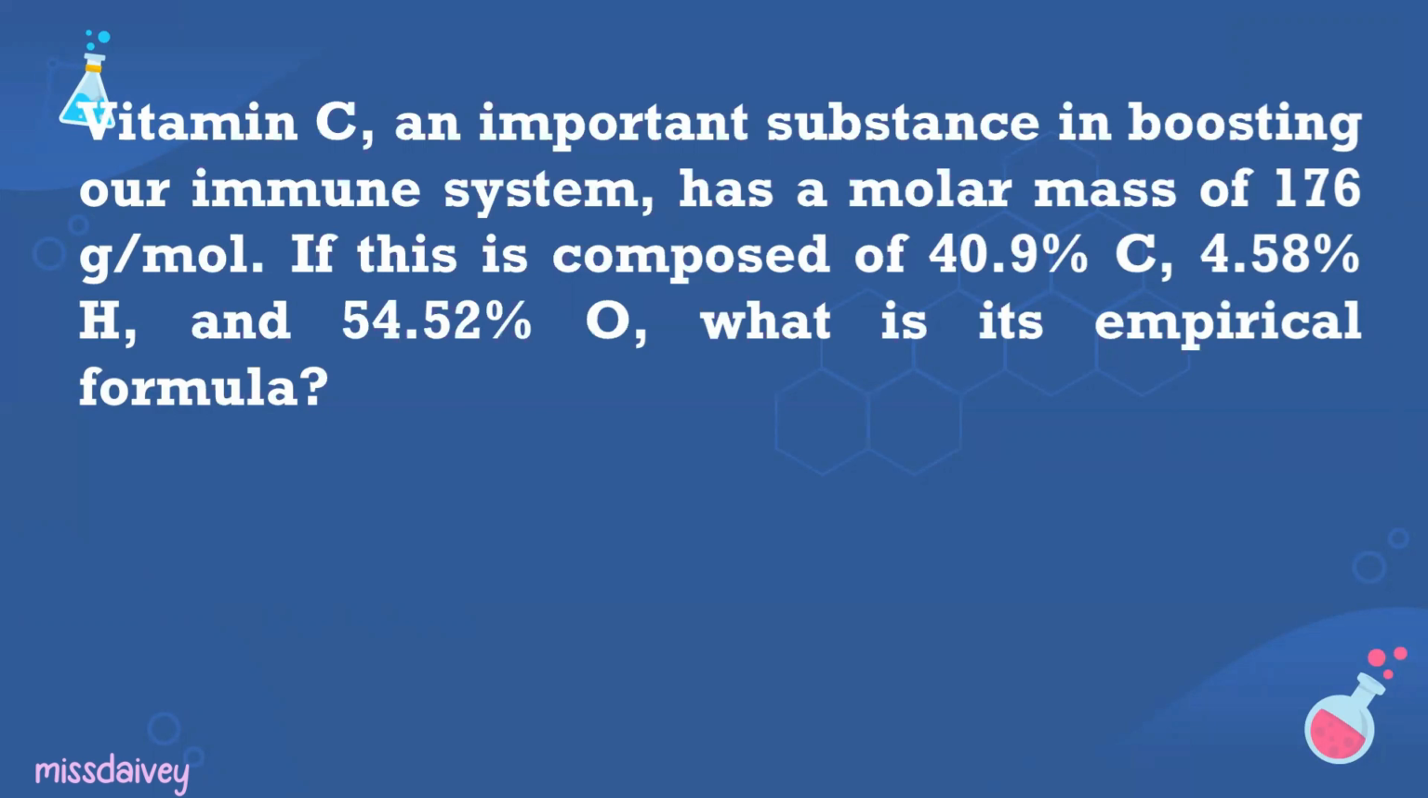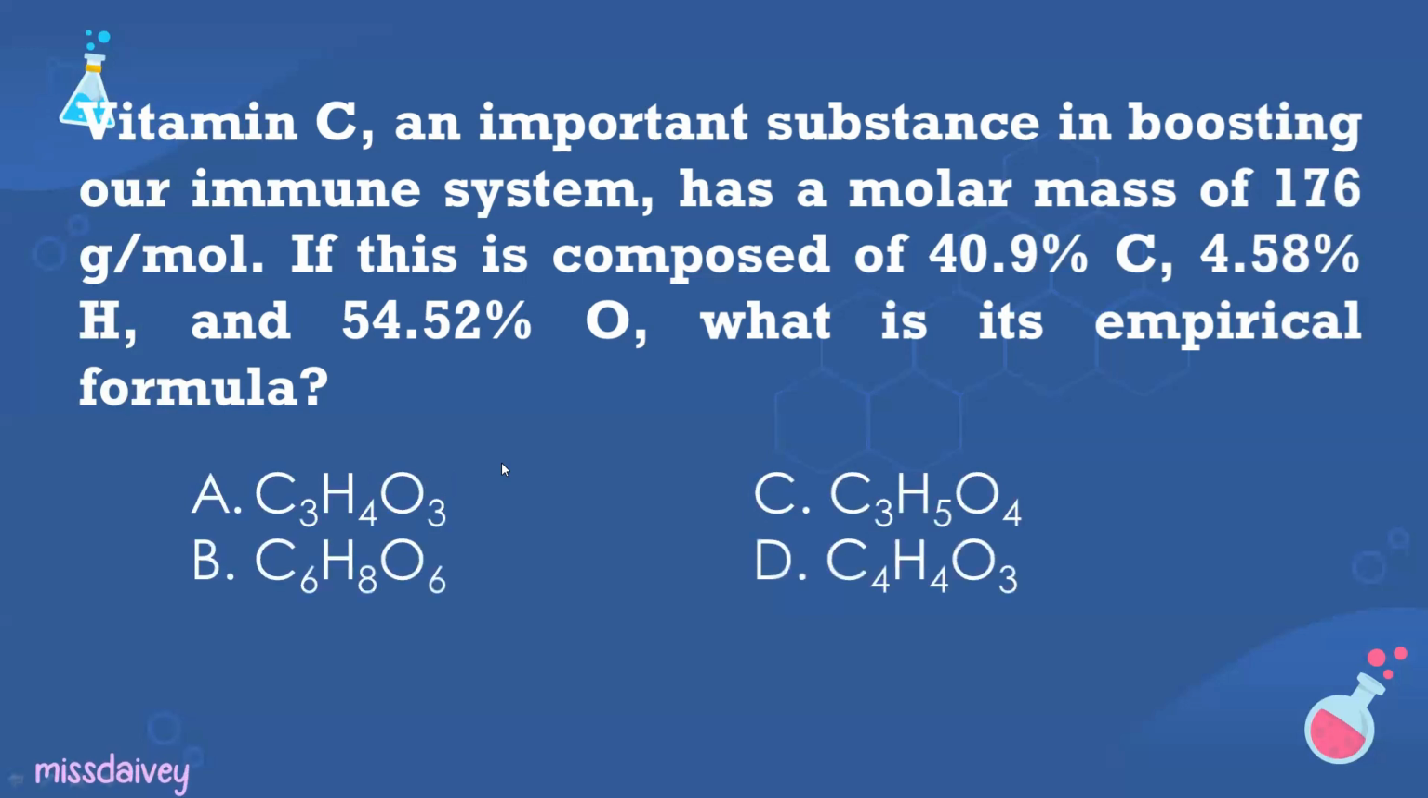Vitamin C, an important substance in boosting our immune system, has a molar mass of 176 gram per mole. If this is composed of 40.9% carbon, 4.58% hydrogen, and 54.52% oxygen, what is its empirical formula? A, C3H4O3, B, C6H8O6, C, C3H5O4, or D, C4H4O3? The correct answer is A, C3H4O3.